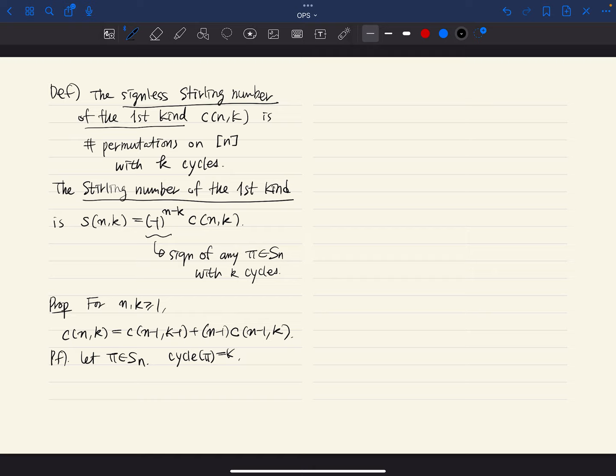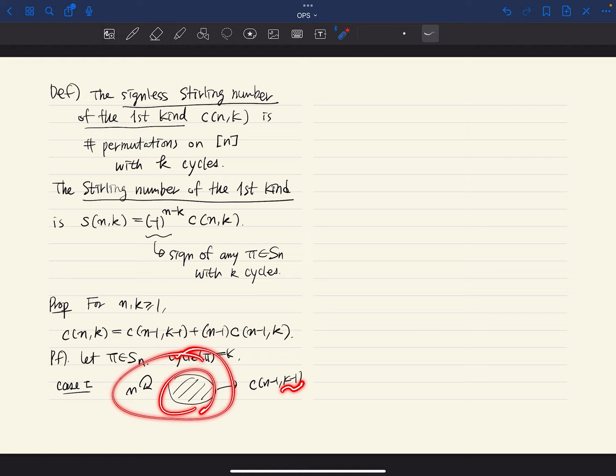Case 1: n itself is a cycle in pi. Then except for n, the other part will be counted by c(n-1,k-1). Except for this, we have n-1 entries, integers, and we have k-1 cycles, so that as a whole we have k cycles.